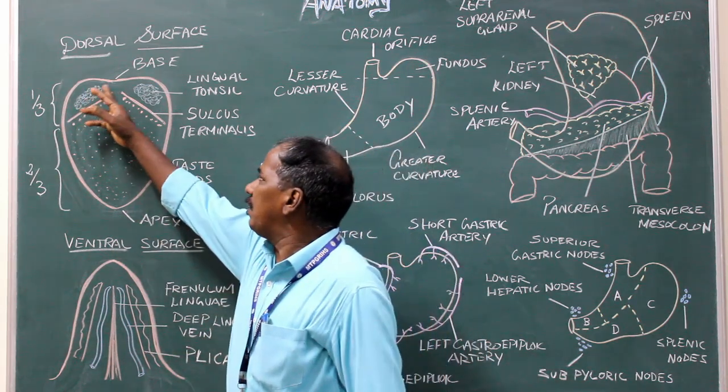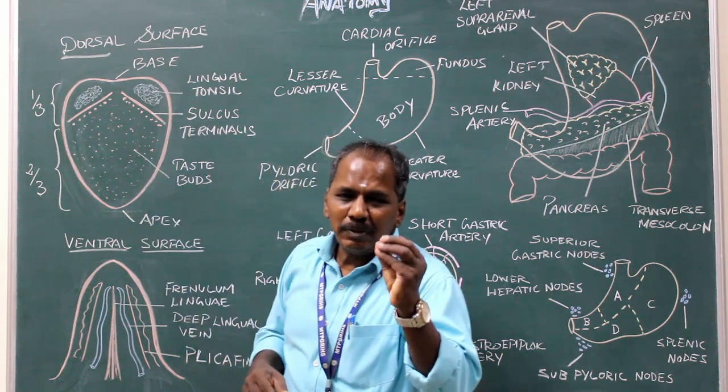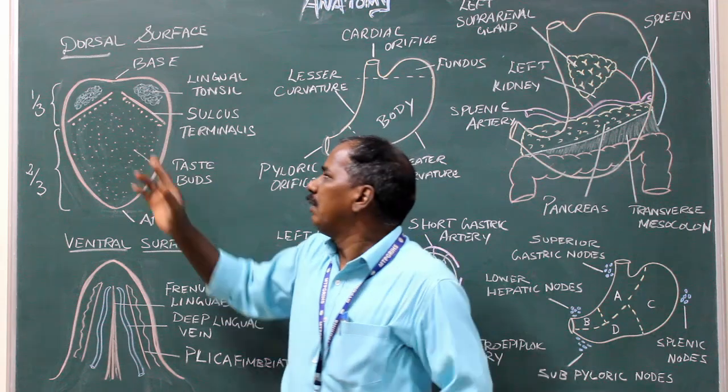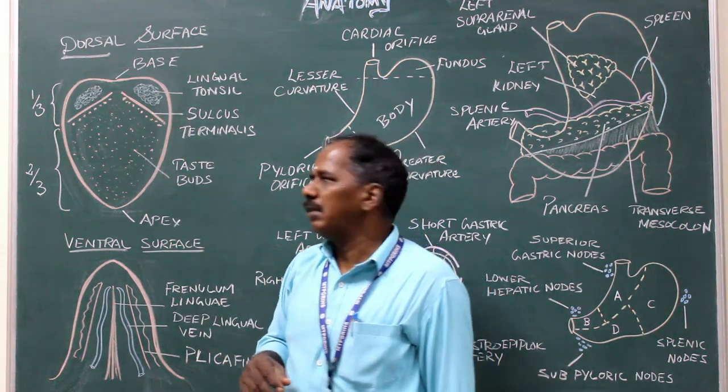The posterior 1/3 of the tongue contains a group of lymphatic tissue covered by mucous membrane known as lingual tonsil.